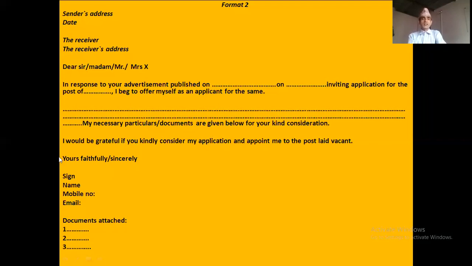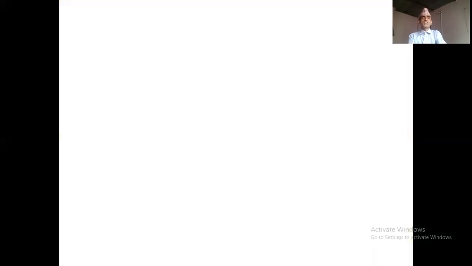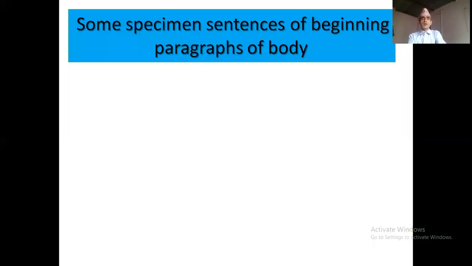And then again, the third paragraph is the same, and the complimentary closure is also the same: as you begin with the salutation, the complimentary closure also goes like that, and then the signature, name, and mobile numbers are all similar. So from the previous formats, you can see a difference in these formats in the second paragraph. Now let's go to some specimen sentences for the beginning paragraphs of the body.